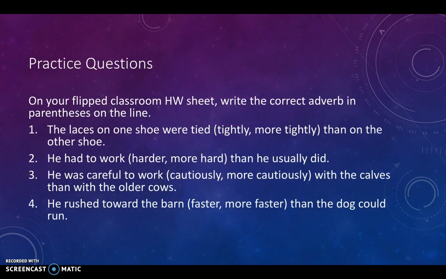On your flipped classroom homework sheet, you are going to write the correct adverb in parentheses on the line. Numbers 1, 2, 3, and 4. Most times you just add er to the adverb. The other times, if it ends in ly, you add more before.